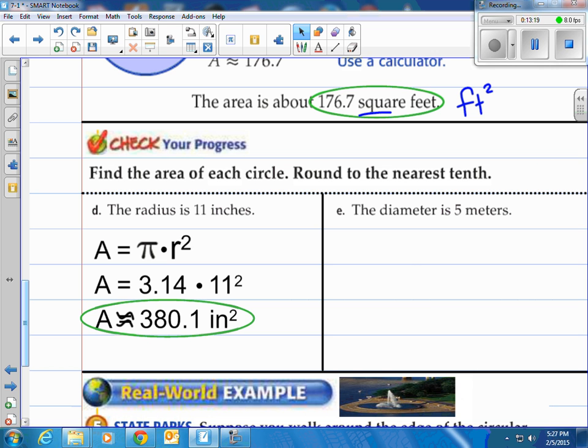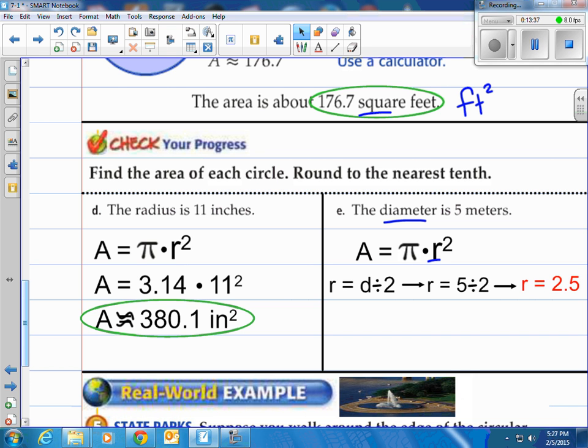All right. How about E here? The diameter is 5 meters. Well, I don't like when they give us diameter. That means we've got to do a little more work. We've got to find the radius. What do you got to do? Well, we do need radius. Here, I'm showing you that we do need radius. We don't have one for diameter. We need to figure out radius first.